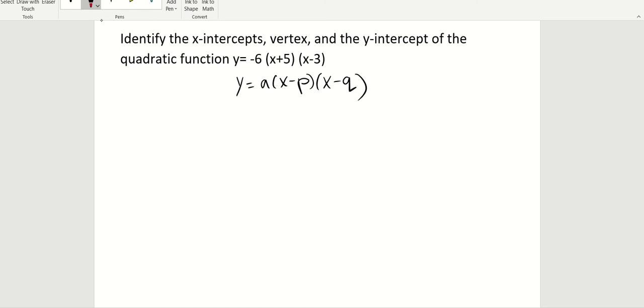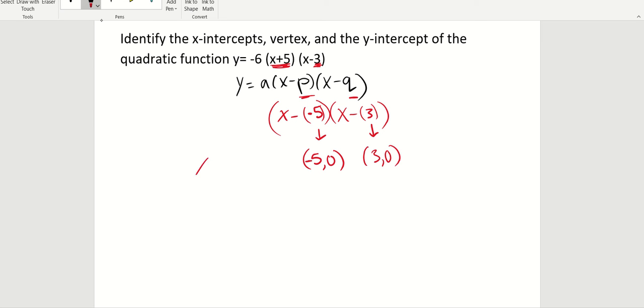And we are going to identify that the 5 and the 3 could be the p and the q, but you need to make sure that it's an x minus and then x minus as well over here. So x plus 5 is telling you that you actually have x minus negative 5. And then x minus 3, that is just telling you that you had a 3. The reason why we go through this process is to be able to pull out the x-intercepts. That means that if p is negative 5, the x-intercept is negative 5 comma 0, and the other x-intercept is 3 comma 0. So these are your x-intercepts.